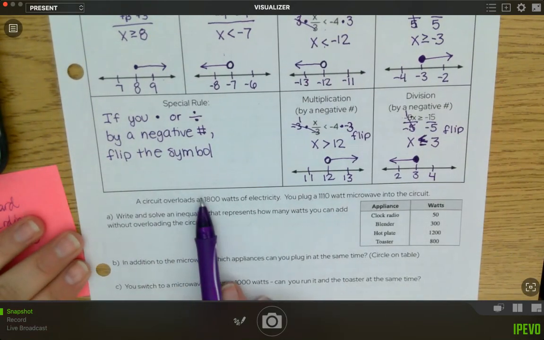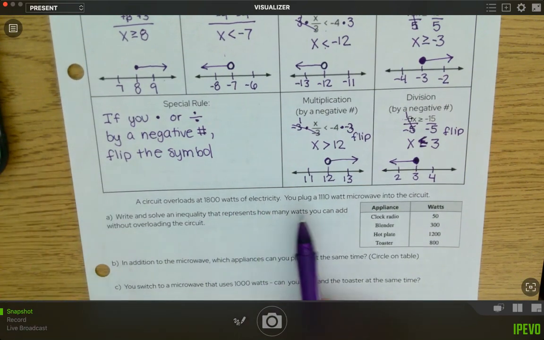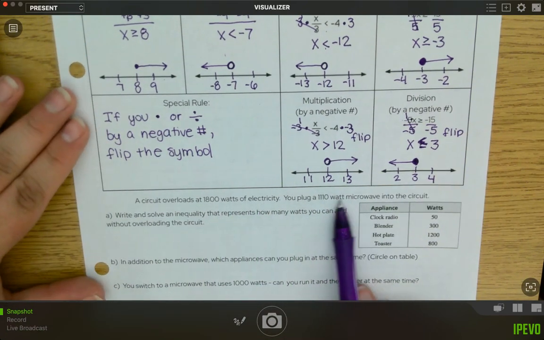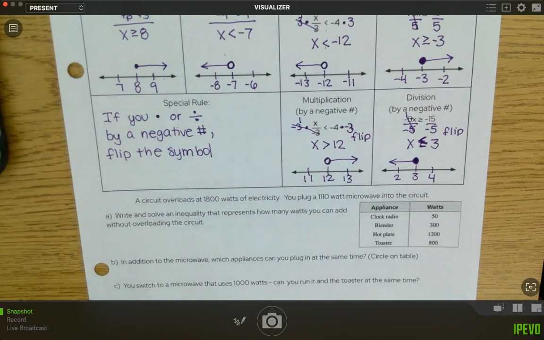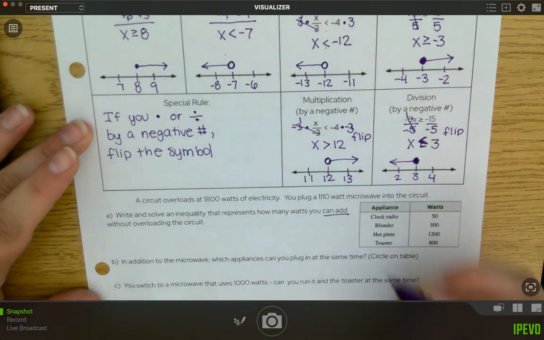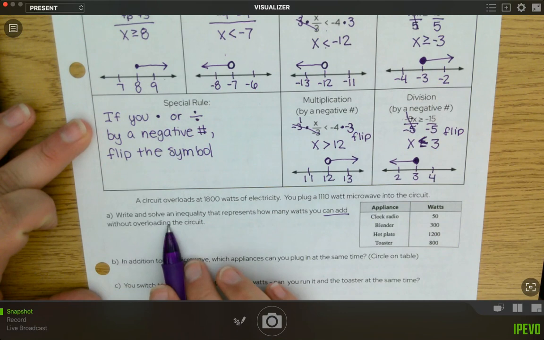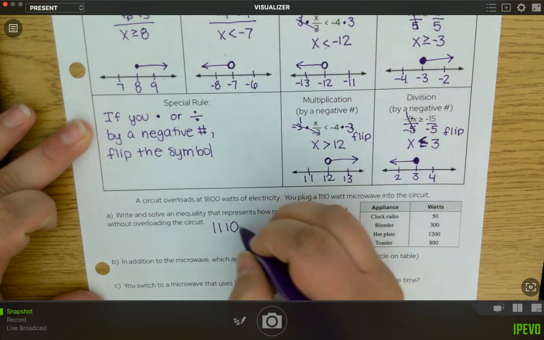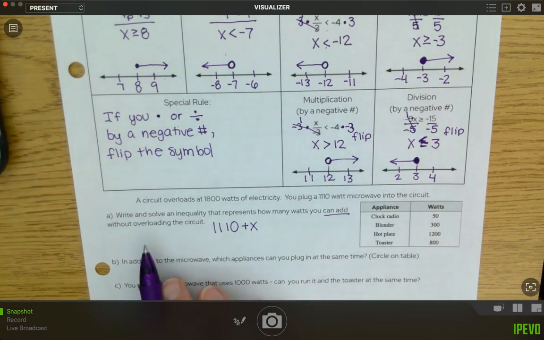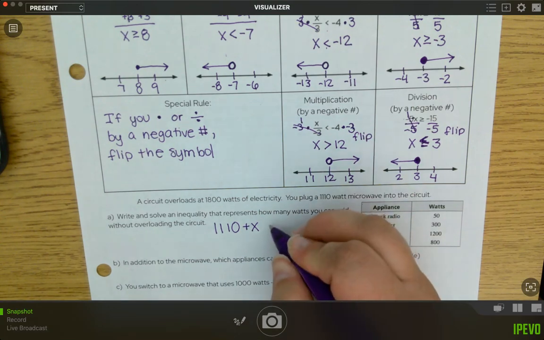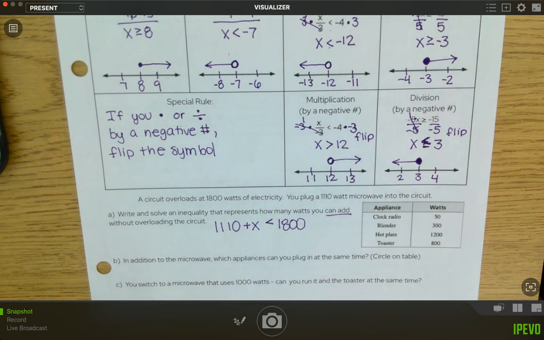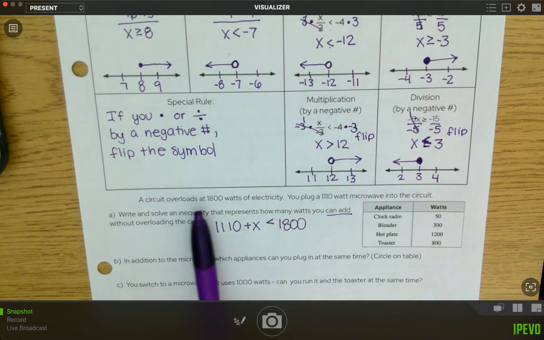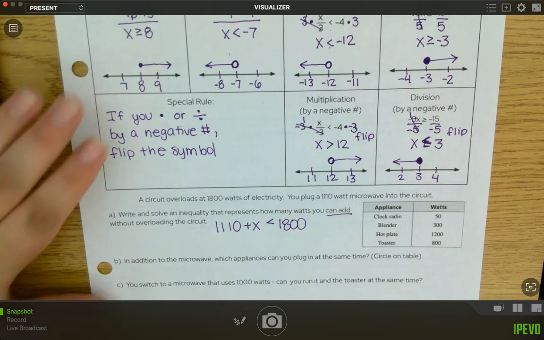A circuit overloads at 1800 watts of electricity. You plug a 1110 watt microwave into the circuit. Write and solve an inequality that represents how many watts you can add to without overloading the circuit. So you already have this many, and you're adding X, and you don't want to overload it, so it has to stay less than 1800. We can't even be equal to it because it overloads at 1800, so that's where you have issues.